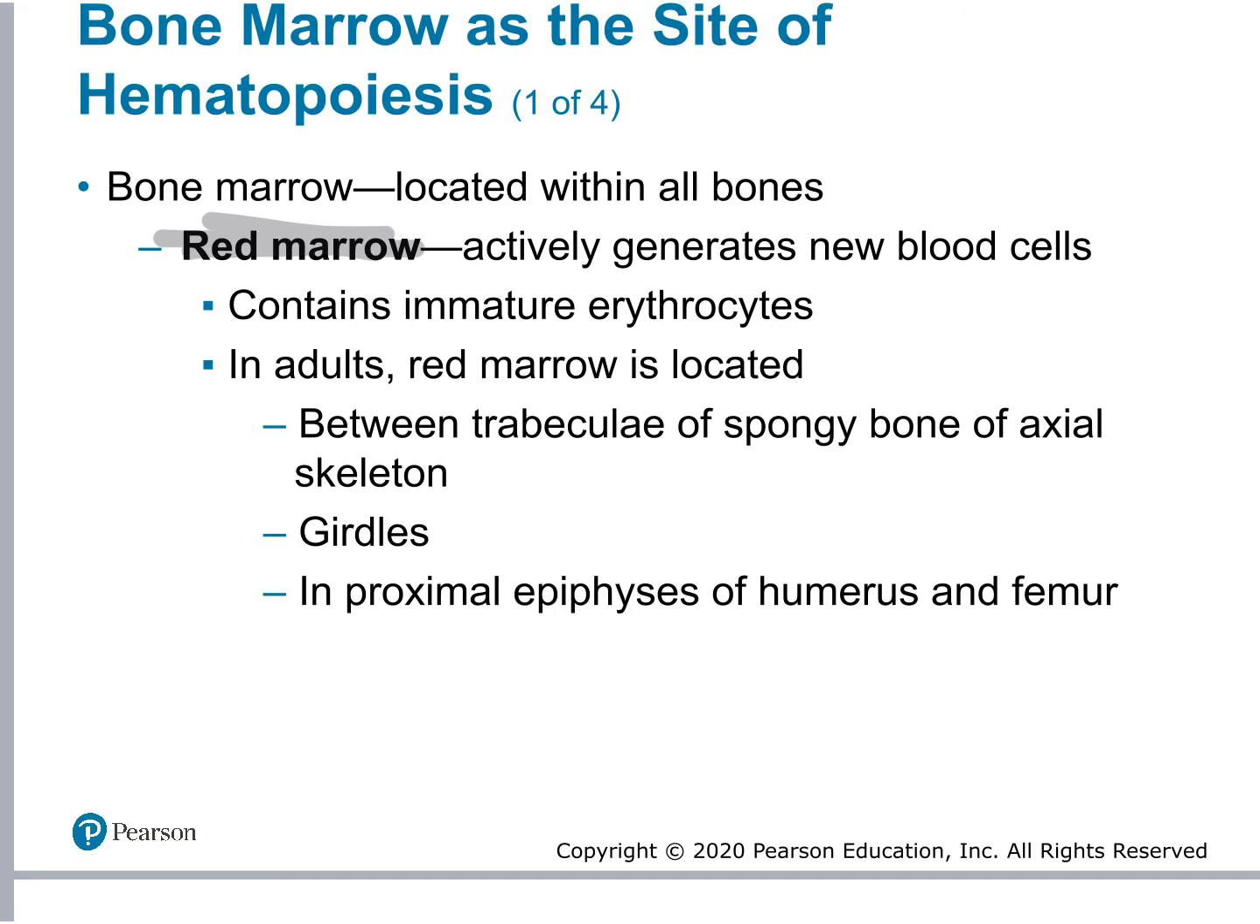We find bone marrow in spongy bone. So the trabecular pattern of the spongy bone looks like a sponge. The spaces in between the bone are where we have bone marrow.